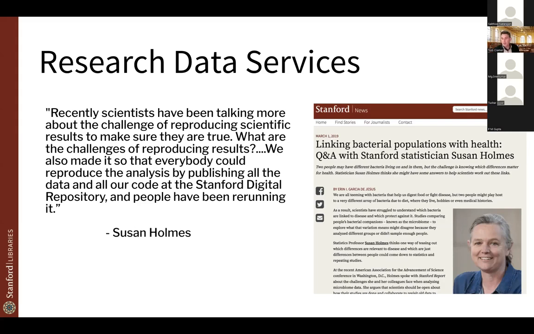That mindset has completely shifted over the last 10 years. Data is now looked at as a first-class output of the research process. Data is essential for people to be able to reuse that data, whether they want to use it in a new study or if they want to reproduce what you did as part of the scientific process to validate your results and your claims.